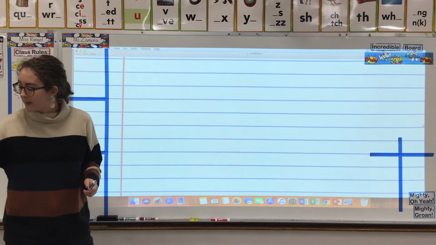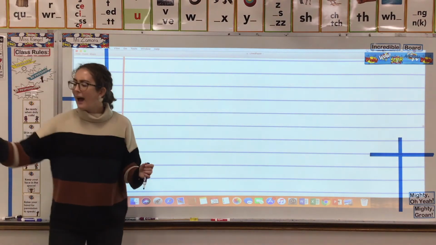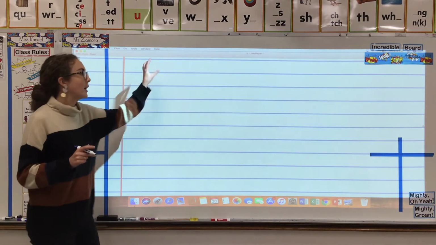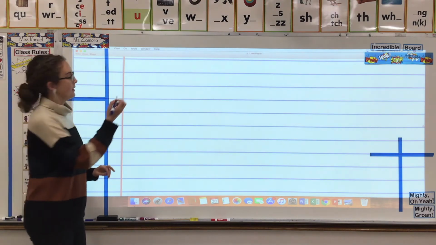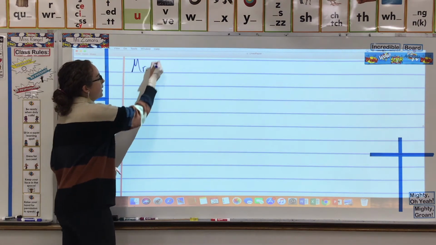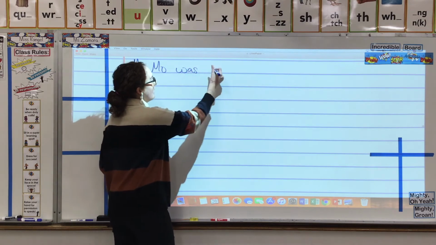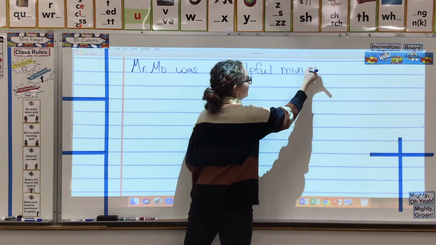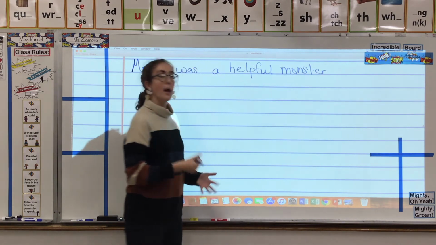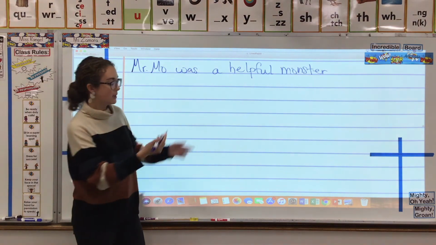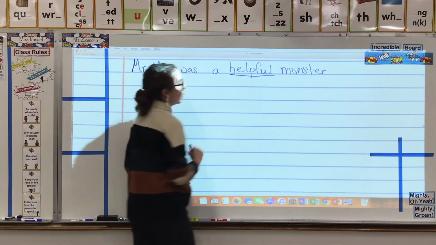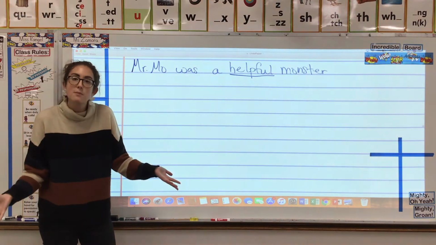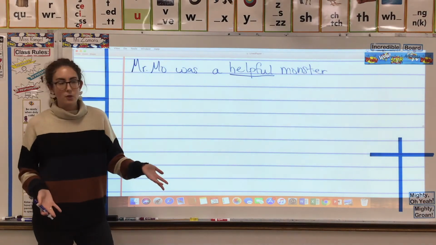So, let me see. Helpful. I think this story is all about Mr. Mo being helpful, so I want to make sure that goes right at the start of my story. So let's see. Mr. Mo was a helpful monster. And that's true. Mr. Mo was a helpful monster, so I described what he was. And now I want to include, where is Mr. Mo? Where's the setting of the story?